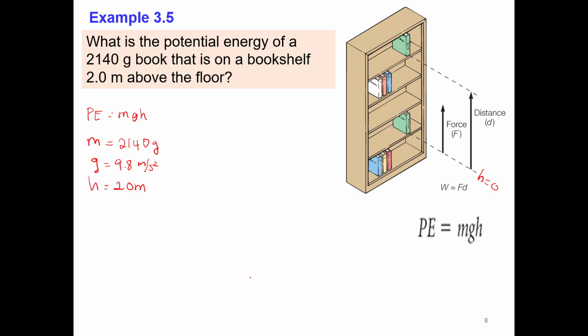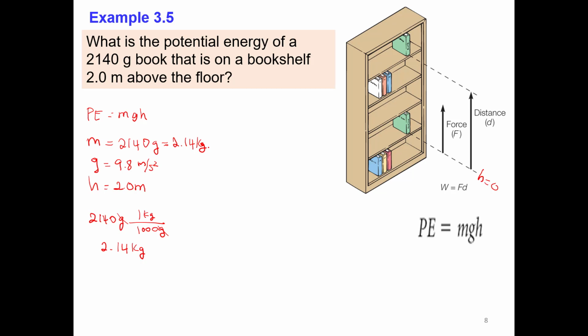Let's do this one first. We know 1 kilogram equals 1,000 grams. If this cancels out, then it will be 2.14 kilograms. Here we have 3 significant digits. Then here we can write 2.14 kilograms. Now we have everything in the same system of units.